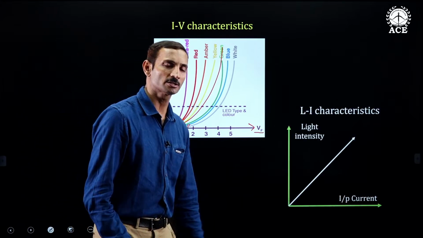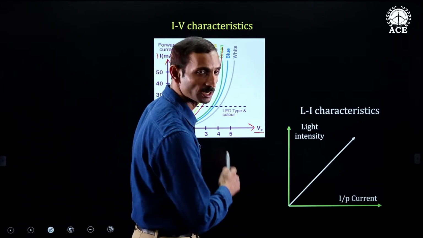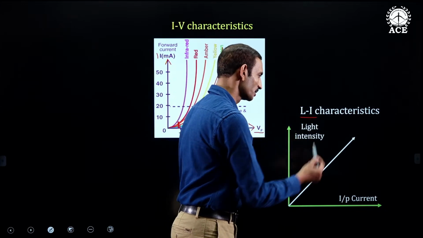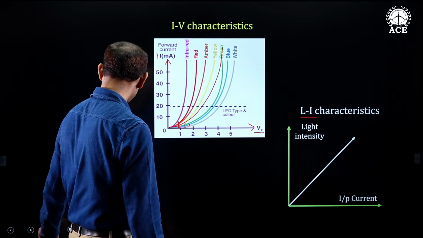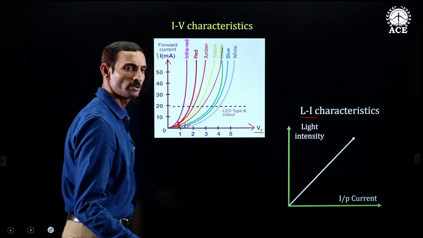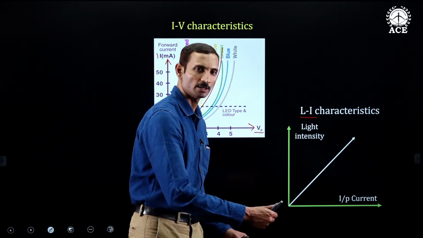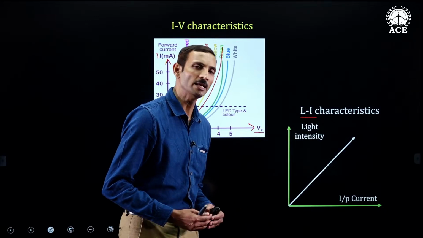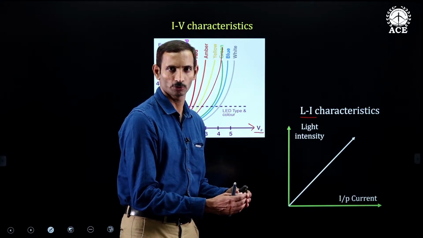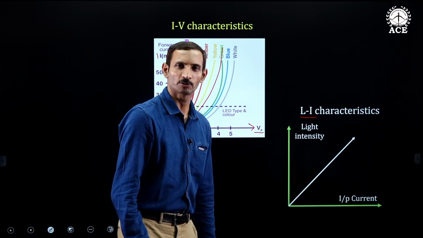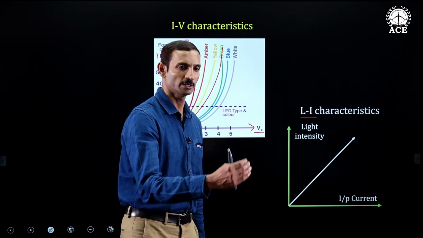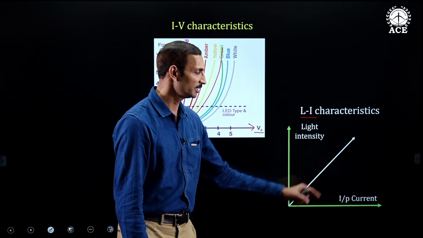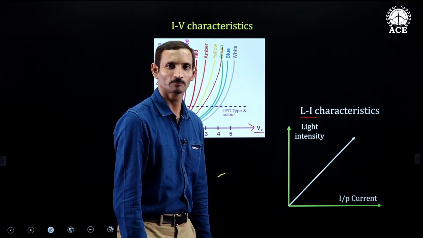There is one more characteristic that we also need to discuss for this kind of diode, which is the LI characteristics: the light intensity or light output power with respect to the input current. And it is quite clear, during forward bias, as we increase current, automatically there is a linear increase in the light output, the intensity of the light that is going to come out from the diode. So as you increase further, the intensity is going to increase. This increase would be almost linear in nature.